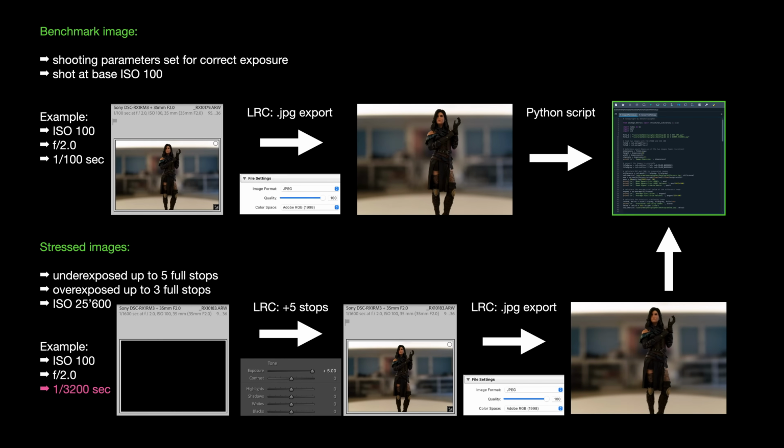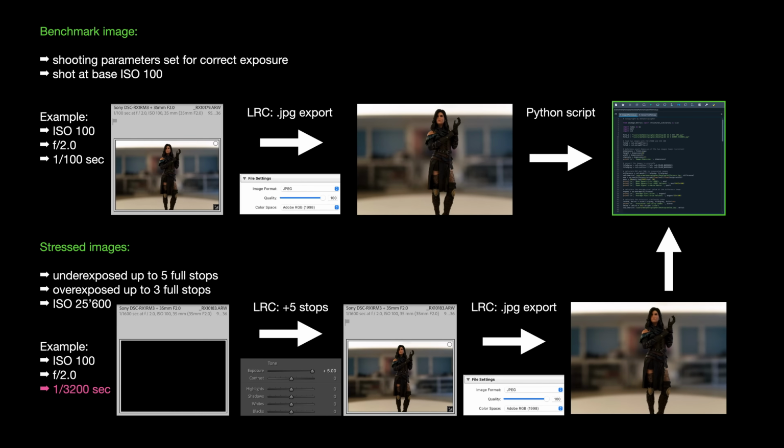And both JPEGs now, the JPEG from the benchmark or reference image and the JPEG from the stressed image, will be channeled into a Python script, and the Python script does its magic, calculating difference images, structural similarity index, peak signal to noise ratio, and all of that. And I come back to that later in the video and show you a quick run of that script. So that's the procedure we are going to do in this video.